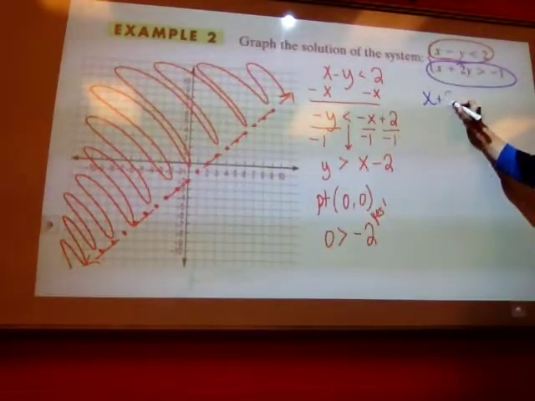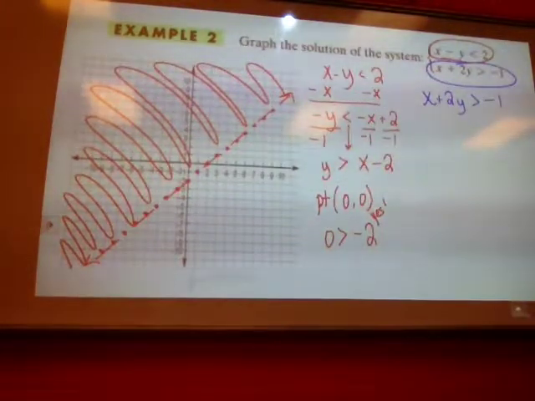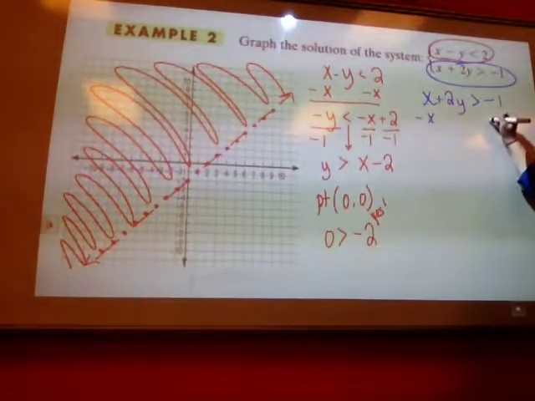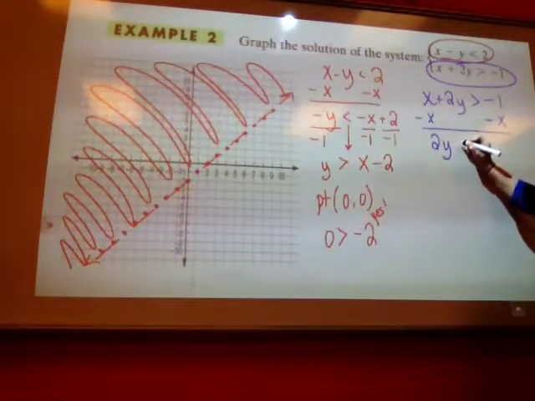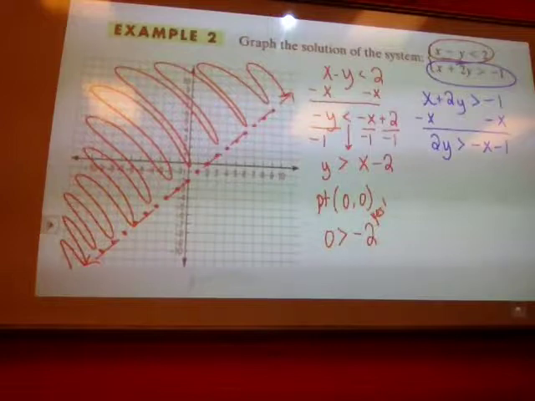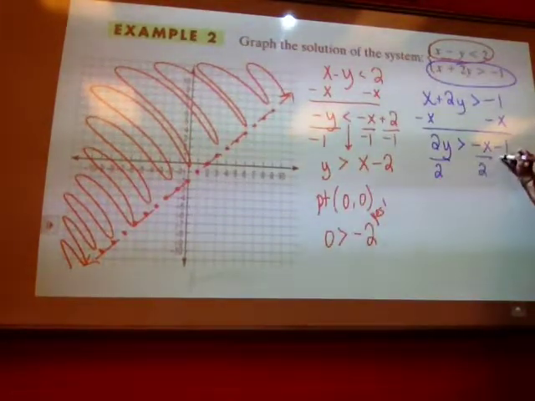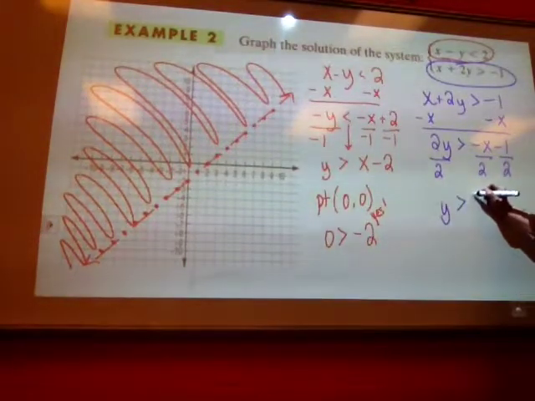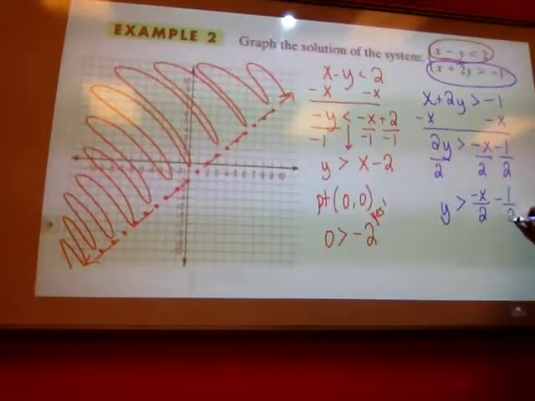X plus 2y is greater than negative 1. Is that going to work? Nope. So here I go. Subtract x. 2y is going to be greater than a negative x minus 1. Everybody agree? Divide through by 2. Do I have to switch my inequality? No. So y is going to be greater than negative x divided by 2 minus a half.